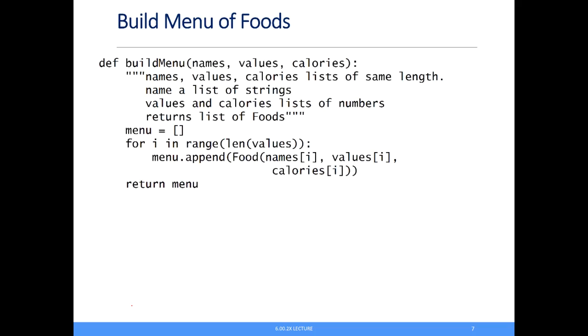Now that we know how to make food, we need to make a menu. Again, it's very simple. It takes in 3 lists: the names of the food, the values of the food, the calories. These lists are all the same length. And it then just iterates through the 3 lists, creating food and putting it into the menu, and then returns the menu.